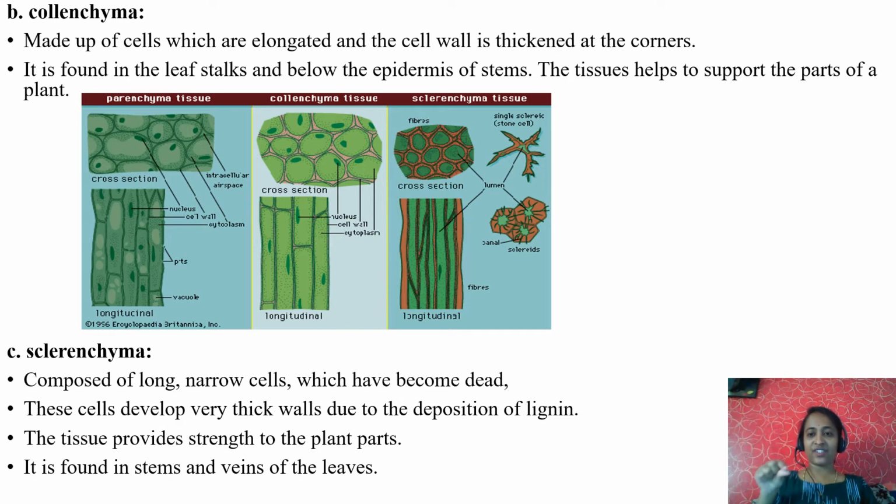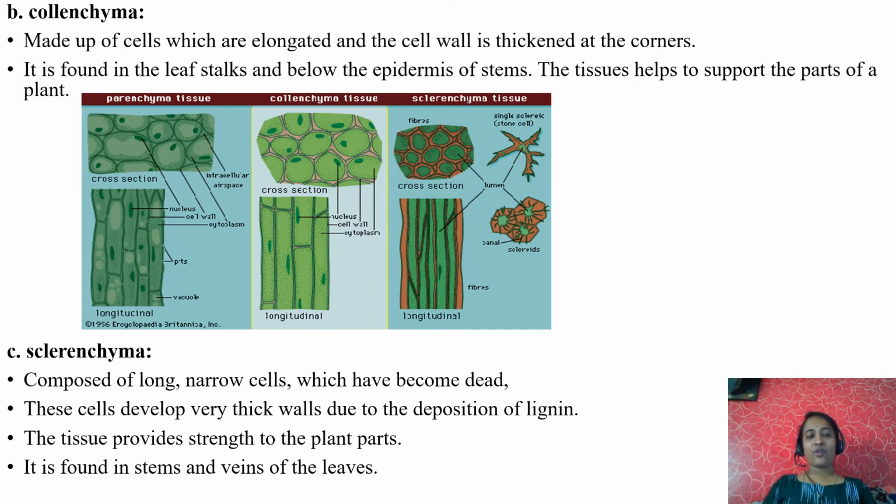Yes, in that leaf stalk collenchyma tissue is present, below the epidermis, the epidermis being just like a skin. Below the epidermis you can see collenchyma tissue. This tissue helps in supporting the parts of a plant. Next, sclerenchyma. The third picture.